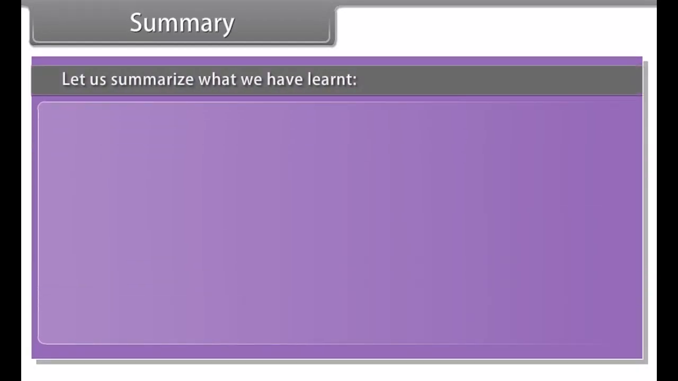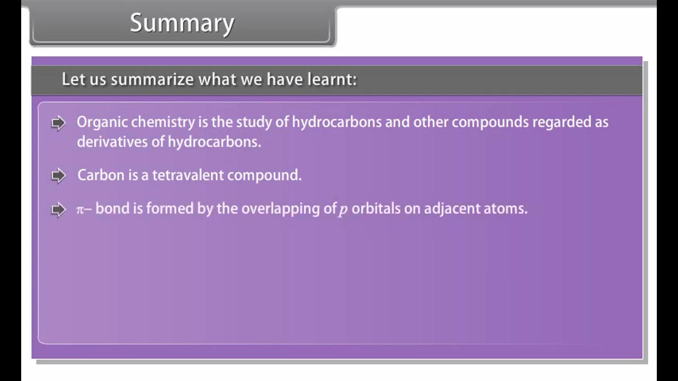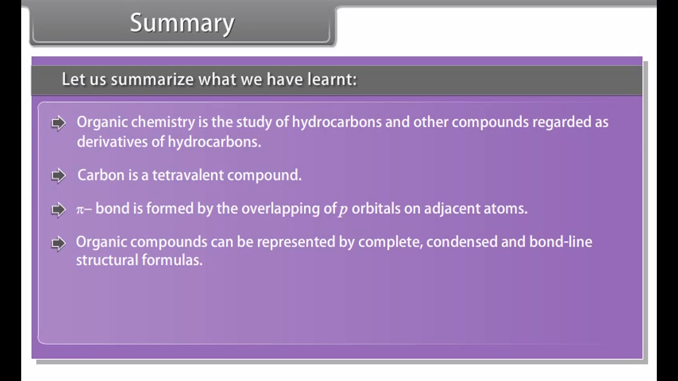Summary. Let us summarize what we have learnt. Organic chemistry is the study of hydrocarbons and other compounds regarded as derivatives of hydrocarbons. Carbon is a tetravalent element. Pi bond is formed by the overlapping of p orbitals on adjacent atoms. Organic compounds can be represented by complete, condensed, and bond-line structural formulas.